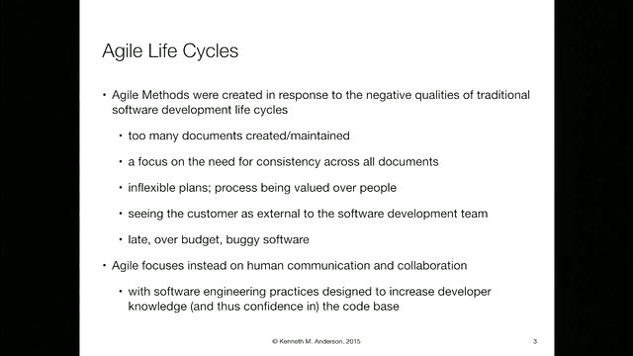So the Agile life cycles came as a response to this, saying there's got to be a better way to develop software systems. Instead, they've come up with an approach that focuses on communication and collaboration among humans and has the other things fall into place behind that. A key thing here is that they embrace software engineering practices that are designed to increase developer knowledge of the system that's being created, and therefore your confidence in being able to work with that code base.